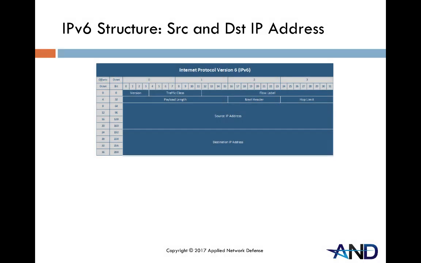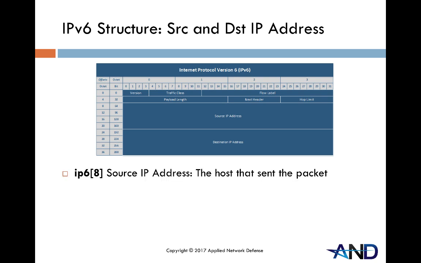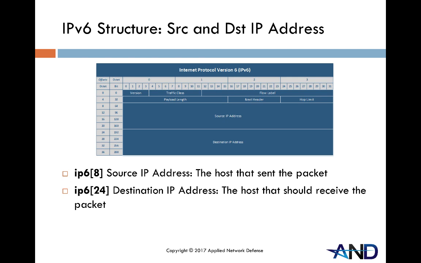Now we're going to focus exclusively on the really unique part of the IPv6 header, and that's the new format for the source and destination IP addresses. You'll see those here are located in the 8th byte offset from 0 and in the 24th byte offset from 0, with the source IP address coming first and then the destination IP address coming after that.